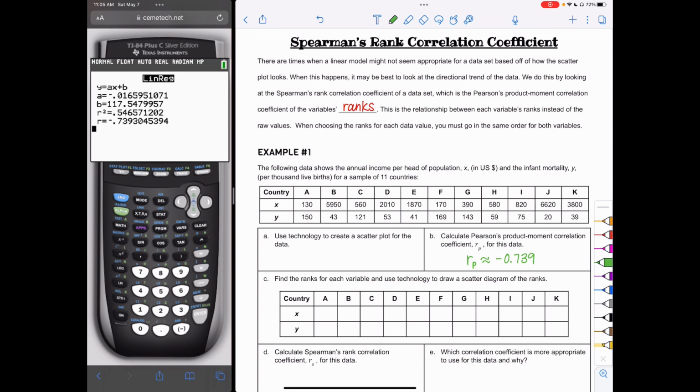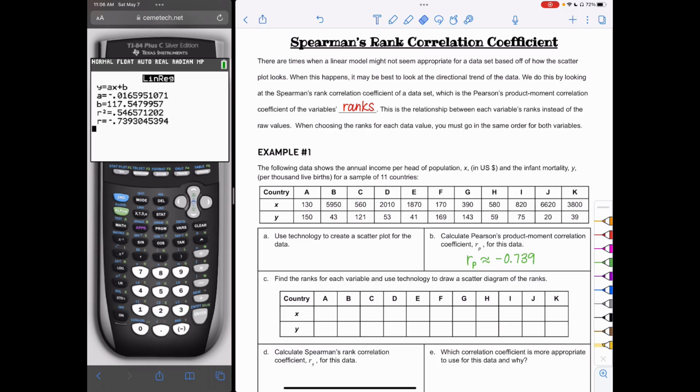So this is a moderate negative linear relationship. Remember that with Pearson's correlation coefficient, you're trying to find the strength and the direction of a linear relationship. So Pearson is only dealing with linear relationships. For part C, it says find the ranks for each variable and use technology to draw a scatter diagram of the ranks. So I'm going to rank my numbers from least to greatest.